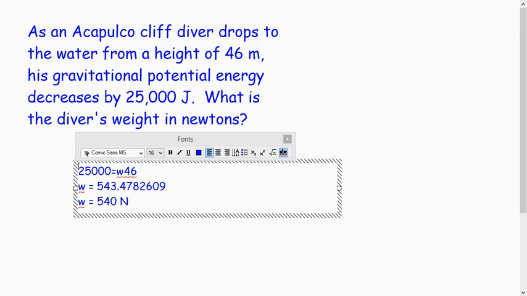Again, the trick is you need to be careful whether it's talking about mass or weight. The change in potential energy is the mass times the acceleration due to gravity times the height, or just weight times height.